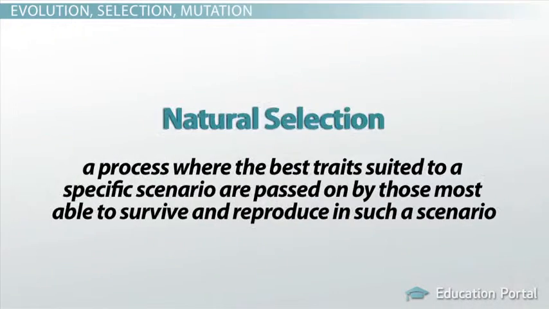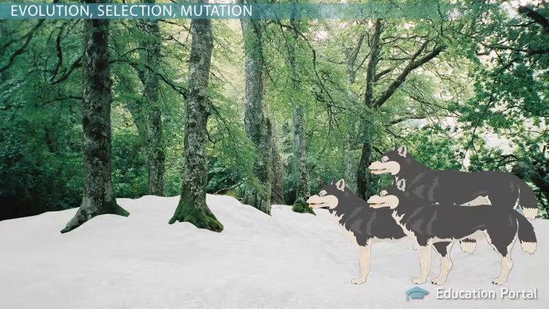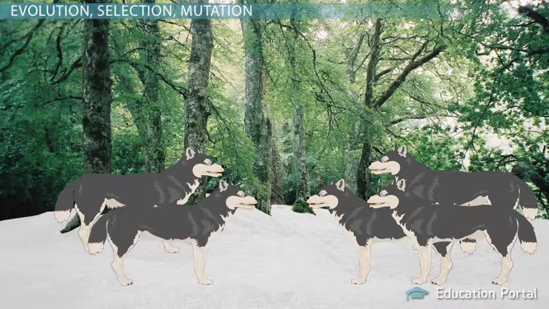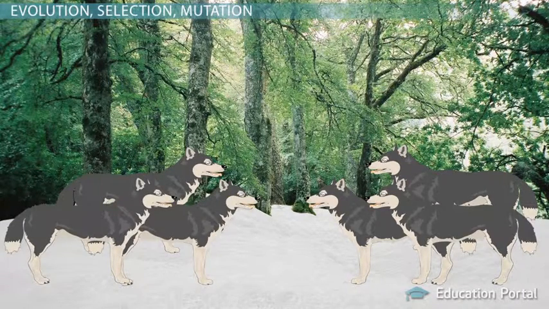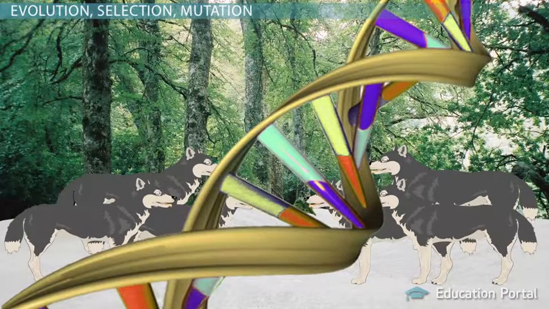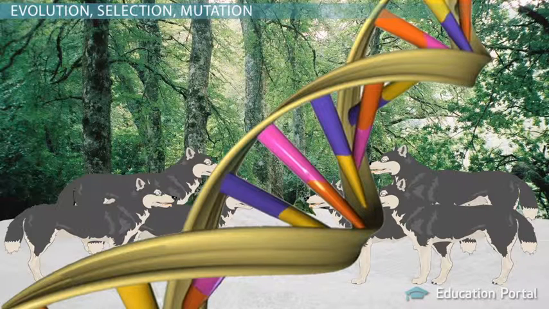This is called natural selection, a process where the best traits suited to a specific scenario are passed on by the most able to survive and reproduce in such a scenario. Over time, the entire species will evolve so that thick coats dominate thin ones as a result of this natural selection. In a sense, biological evolution occurs thanks to natural selection, and that's just one part of the basic nature of life.